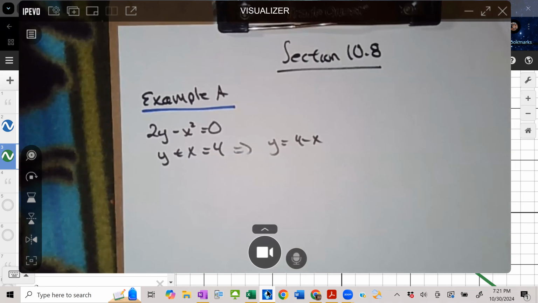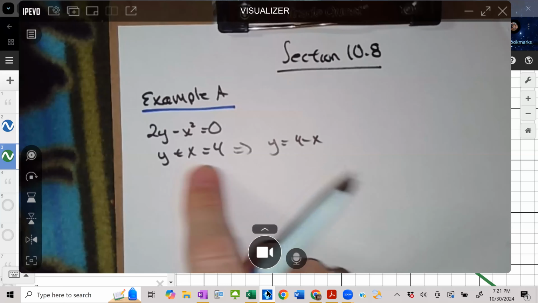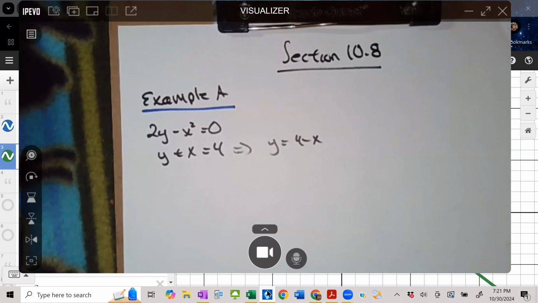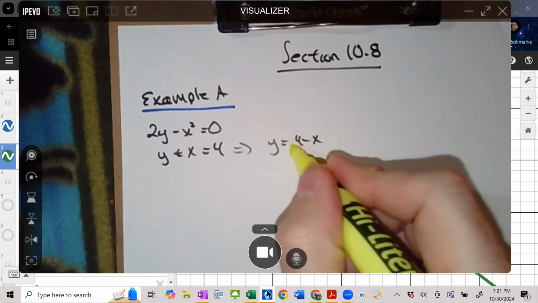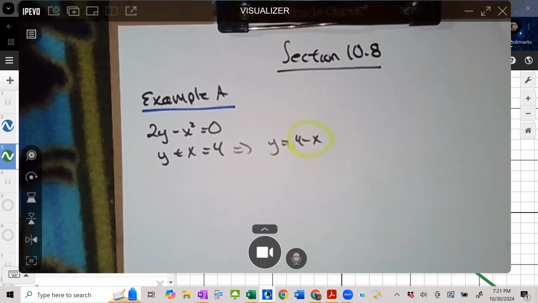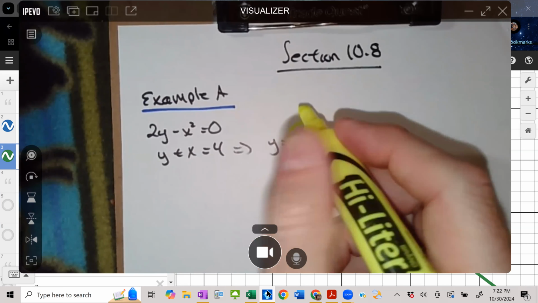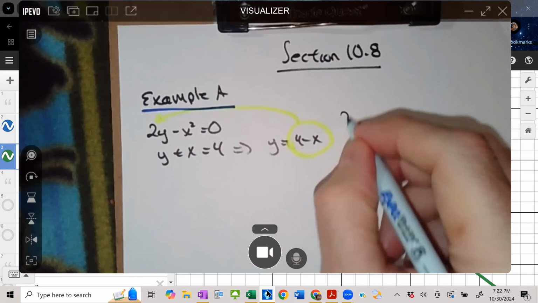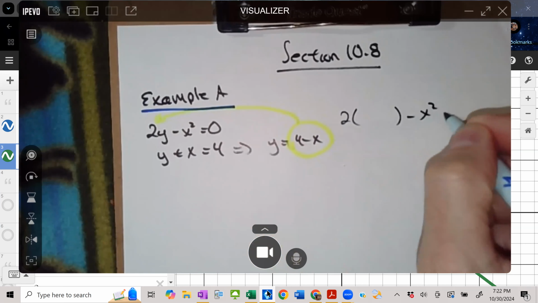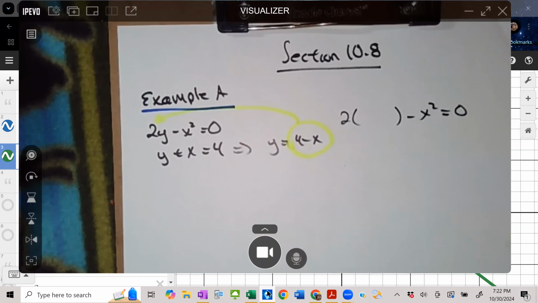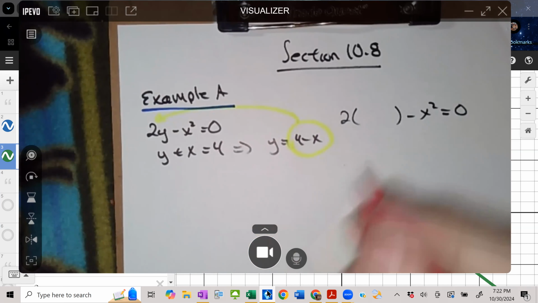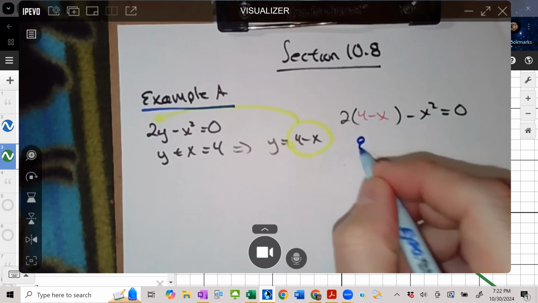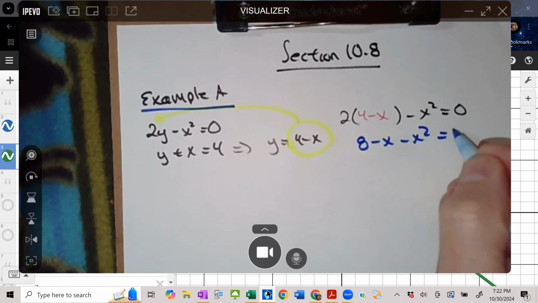So let's see. If we solve for y, we can do that by moving the x to the other side. And now that we've got this nice little expression for y, we can substitute that into that other equation up there. So what's that going to look like? It's going to be 2 times something minus x squared equals 0. Let's put in the 4 minus x. I'll put that in red here, just to make it clear that I'm putting in something new. If I distribute that, I get 8 minus x squared equals 0.